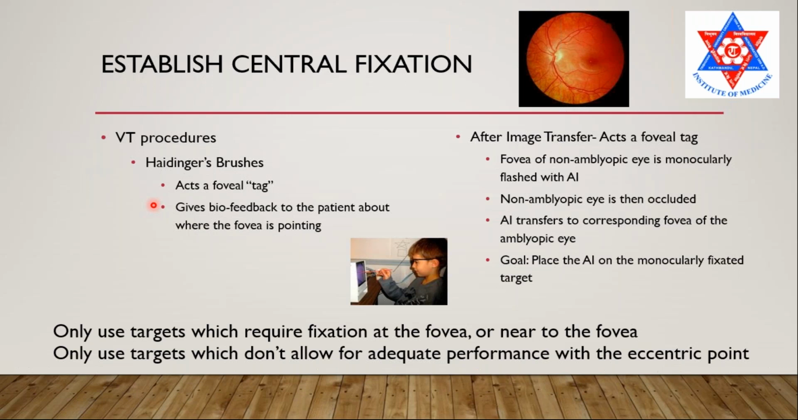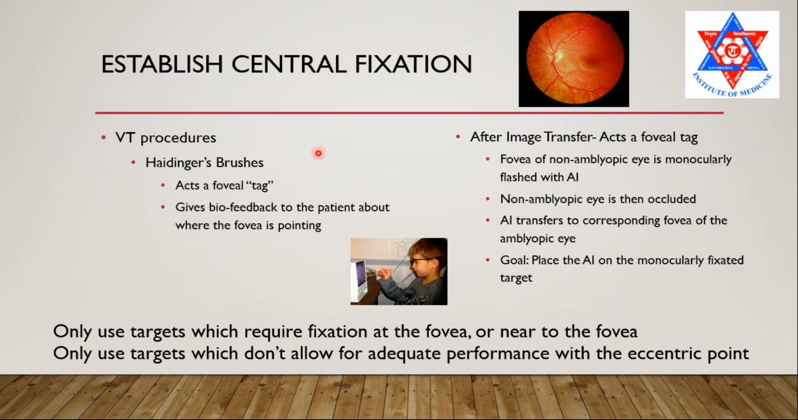The main goal of VT procedures, on assessing the child, is this: if the child has an eccentric fixation, in any case our main role is to first establish a central fixation in that eye. So what are the different activities that we can do to establish the central fixation? We can go with the Edinger process. It acts as a foveal tag and gives biofeedback to the patient about where the fovea is pointing.